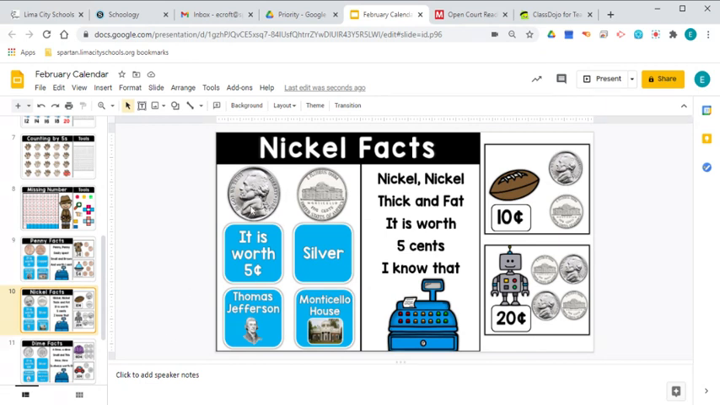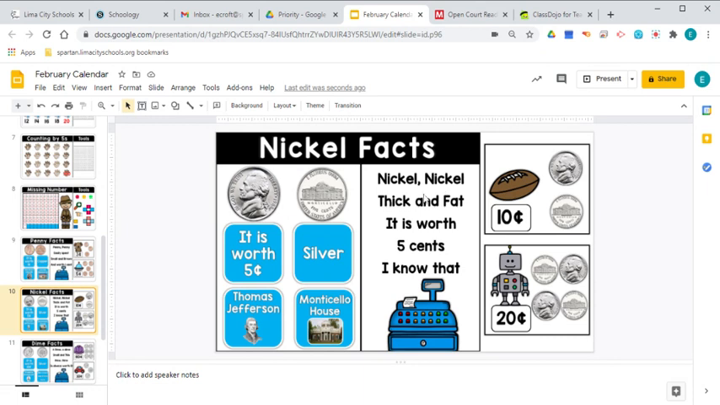Now, this is the head of the nickel. This is the tail. It's worth 5 cents. So one of these coins would be worth 5 cents. That's the cent sign. It is made of silver. It's a silver color. It has Thomas Jefferson on the front. So that president that's on the front is Thomas Jefferson. And on the back of the nickel is a place called Monticello House. And Monticello, I've heard it said different ways, is the house of Thomas Jefferson. So that's his house right there that's on the back of the nickel.